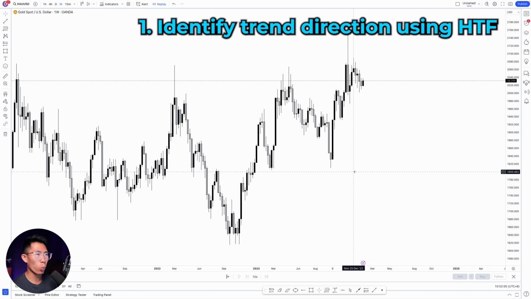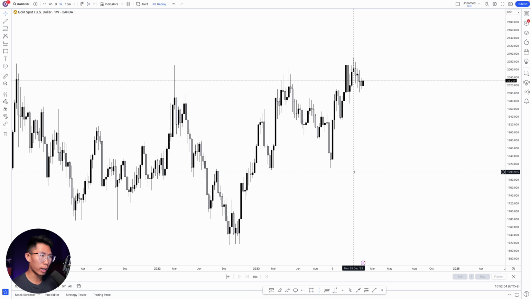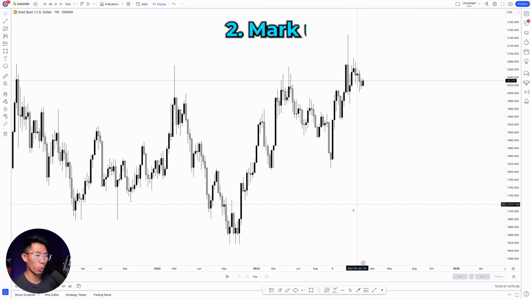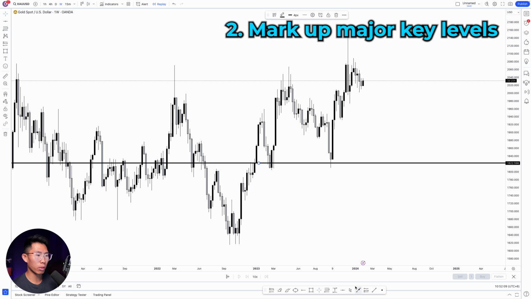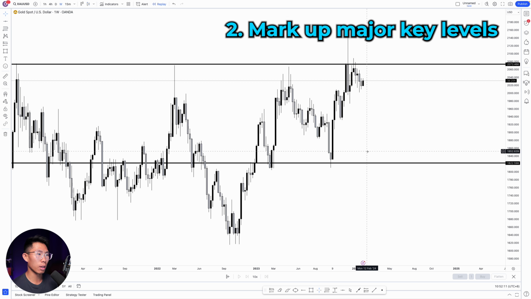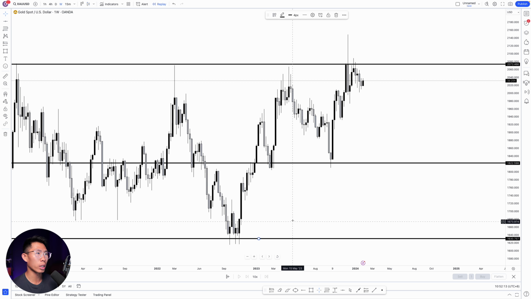frame. This is where we are gaining the overall trend direction, right, the overall trend direction, and marking up any major key levels that we have. So I can see there's a major key level right here, there's a major resistance level right here, there's another major key level right here.